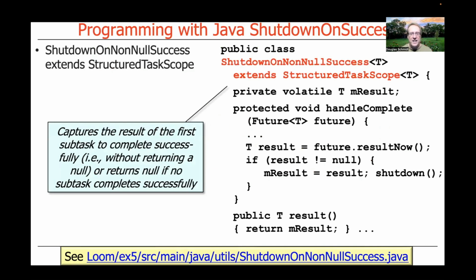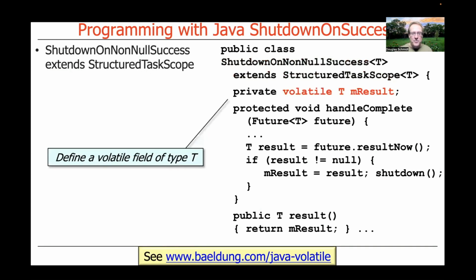So we're going to define a class called ShutdownOnNonNullSuccess, which is sort of a little bit lighter weight way of doing what shutdown on success does, but it does not require exceptions. So shutdown on success extends structured task scope. It's a custom implementation that captures the result of the first subtask to complete successfully, in other words, without returning a null, or it'll just return null if no subtask completes successfully. So rather than throwing exceptions or requiring exceptions to be thrown, it doesn't do that. It handles it in a slightly lighter weight and more streamlined way.